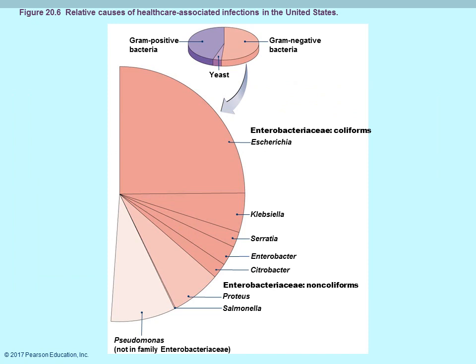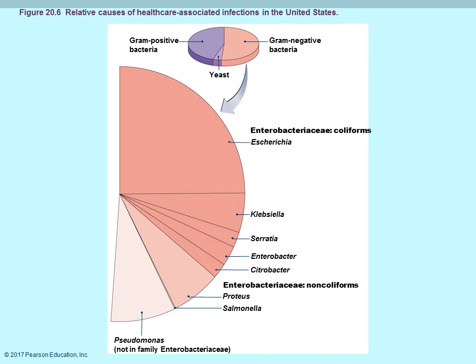And this pie chart shows a breakdown of infections as seen in the United States between gram-positive, excuse me, and gram-negative. And then it has broken the gram-negative bacteria down. As you can see, most of the infections are caused by the gram-negative, specifically within the Enterobacteriaceae family.